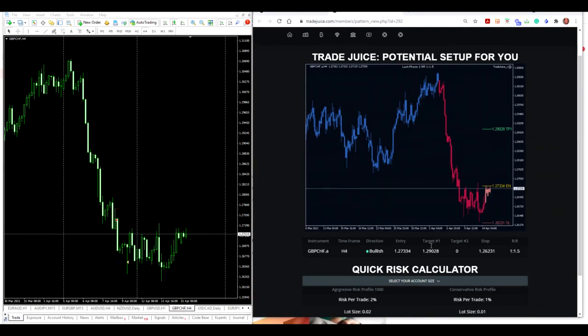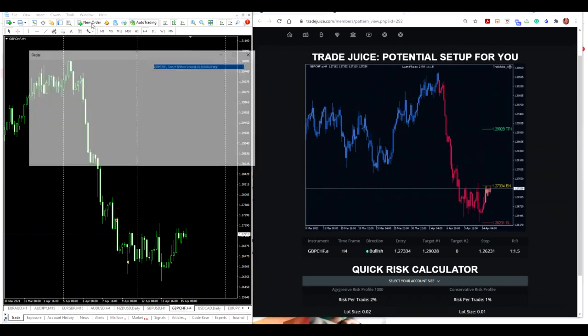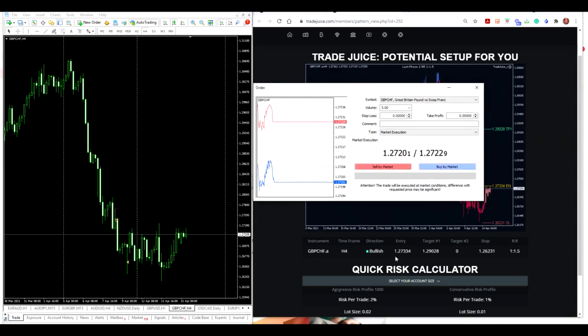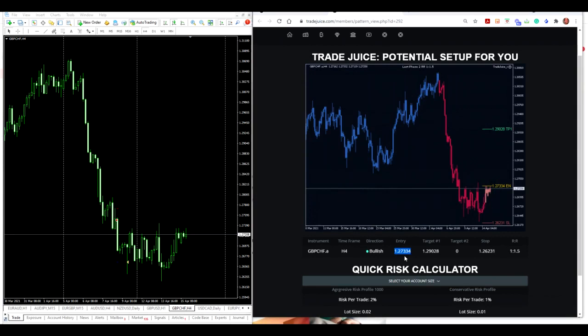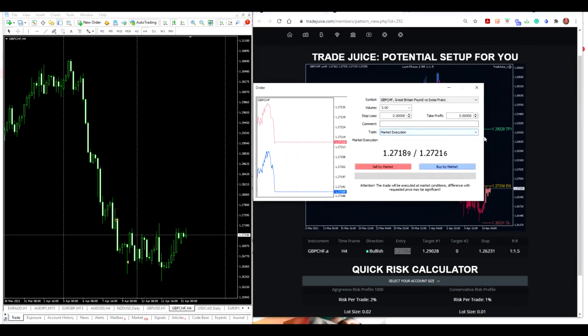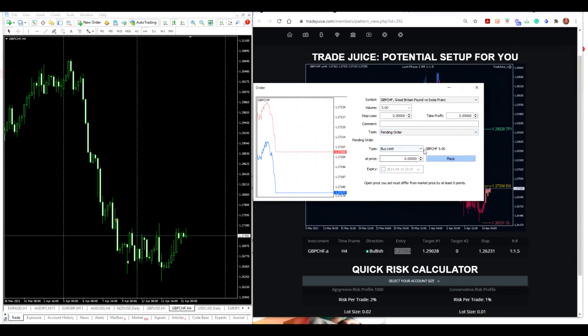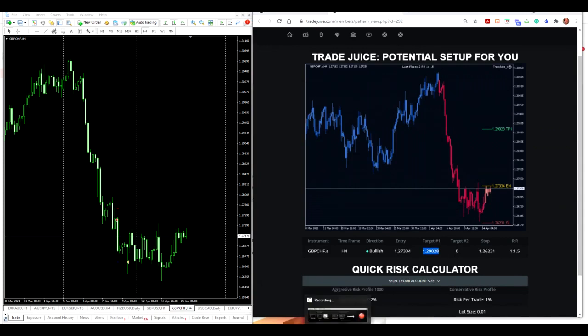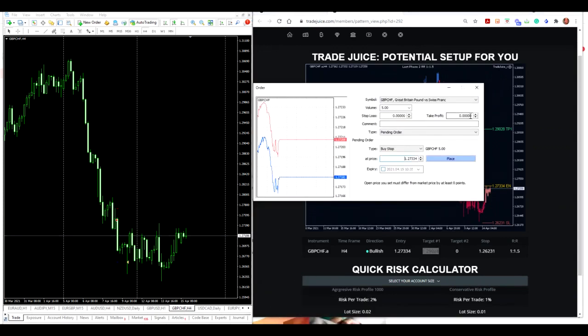So all I need to do to enter this trade is open up the charts and look to see where it tells me to enter. So I'm going to enter there and set a pending order. This is bullish, so I'm going to set a buy stop. All is explained in the Tradejuice members area, of course. And I'm going to also add the target, that price there, and do that now. And you can also set a stop.